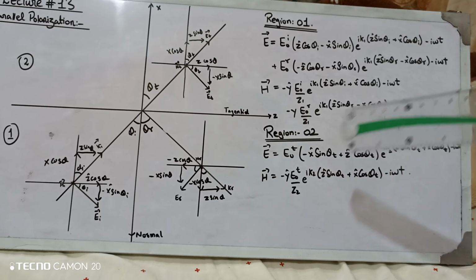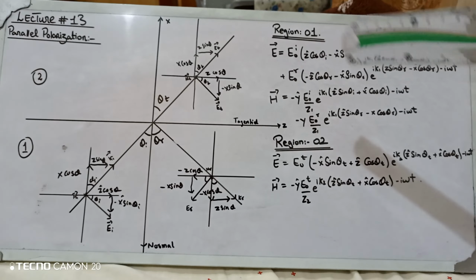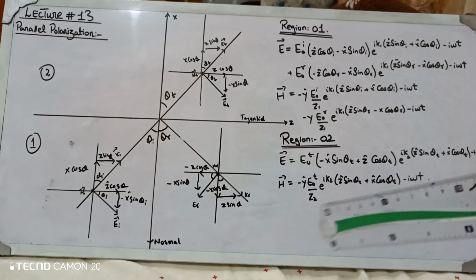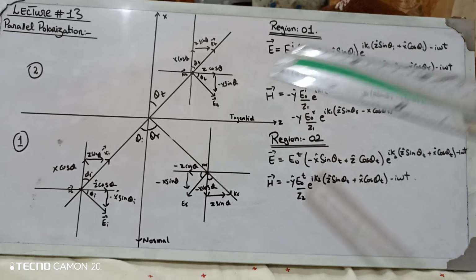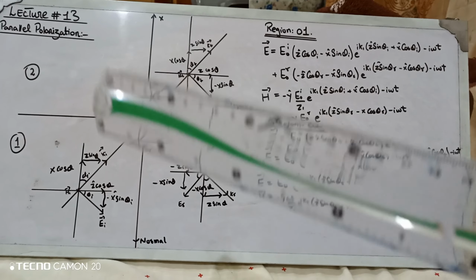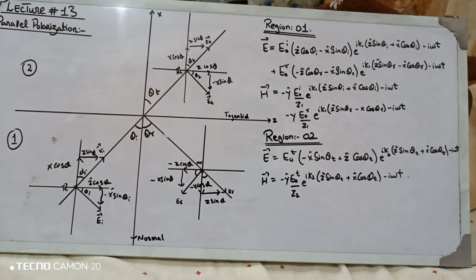So this is how you can write the electric field and magnetic field equations in region 1. Now move on to region 2. In region 2 there is only the transmitted part, so things are now quite easy.